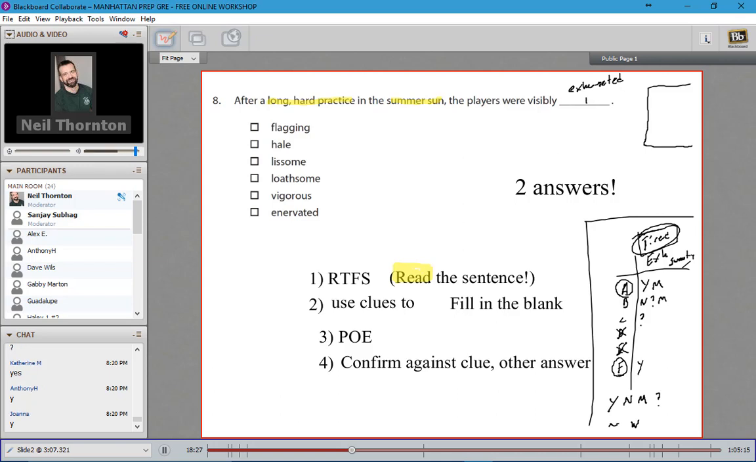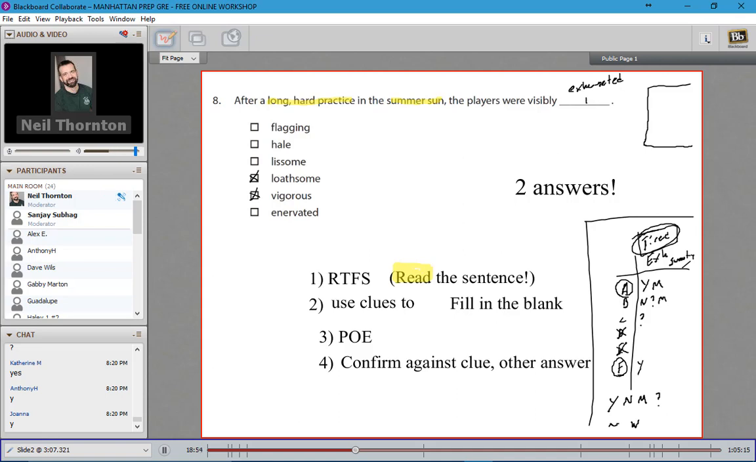So we also verify against the clue. If you maybe thought loathsome, because maybe they were really mean and ugly, does loathsome match long, hard practice in the summer sun? No. Players are visibly vigorous. They could have been, but does that match the clue? No. So we're verifying against the clue.